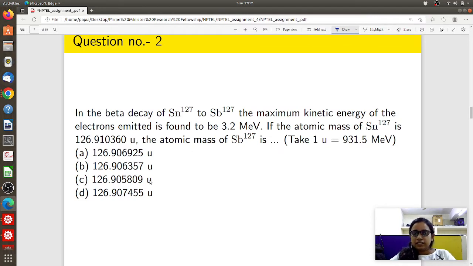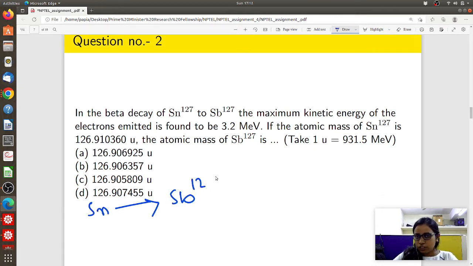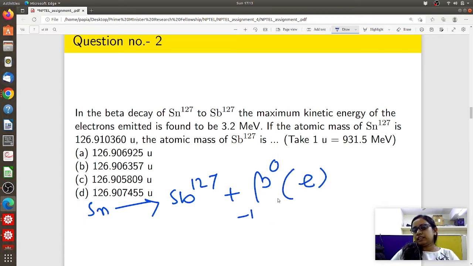So the question is that in that beta decay, beta decay means Sn-126 going to Sb-127 plus beta minus 1 0. So beta minus 1 0 is nothing but an electron. Okay, so this type of thing is there in beta minus decay.